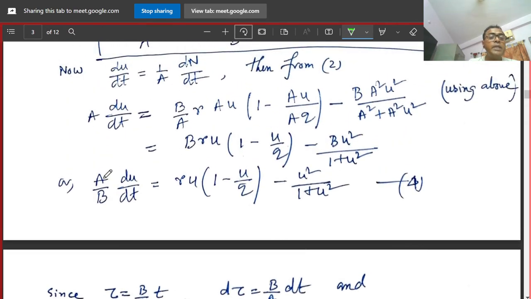Put this in equation 2, we get this equation. Divided by B, so A by B du dt is equal to r into u, 1 minus u by q, minus u square by 1 plus u square. This is equation 4.